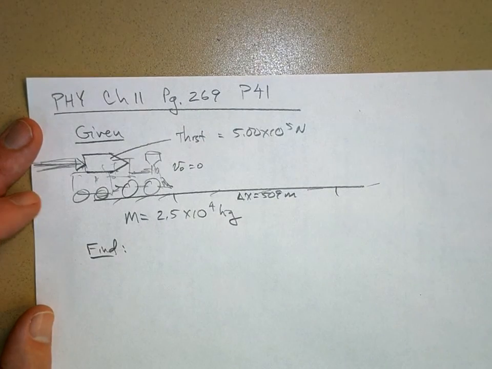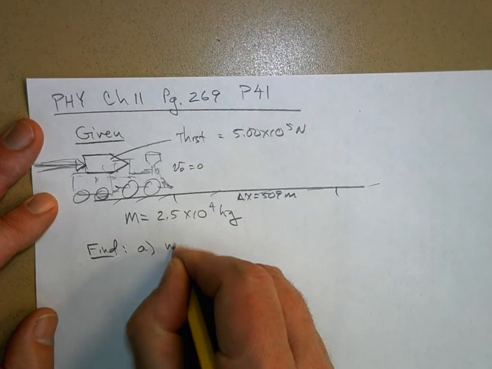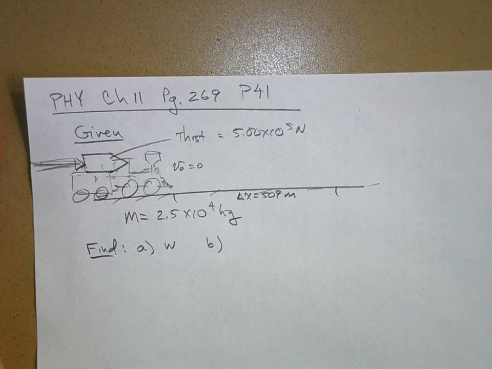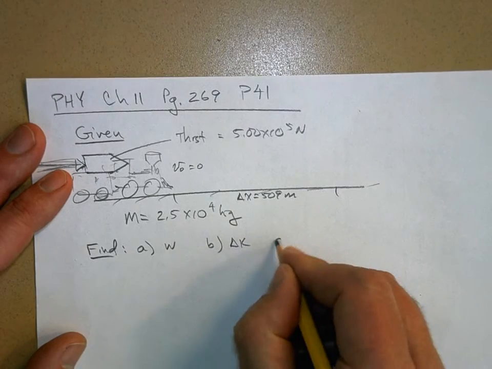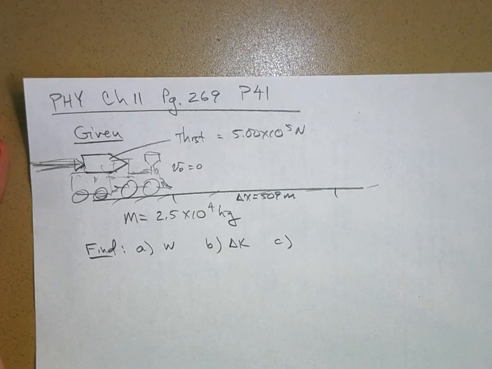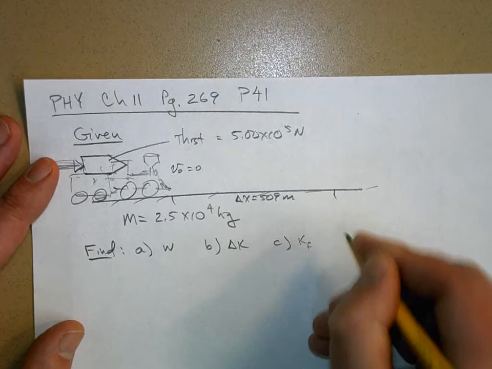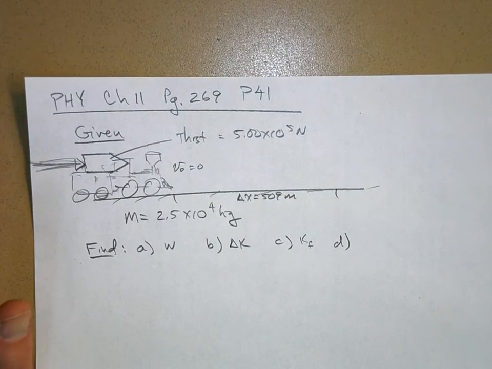So we want to find the work done. And then B, the change in kinetic energy. That one's going to be easy. C, find the final kinetic energy of the train if it started from rest. So K final. And then part D, find the final speed of the train.